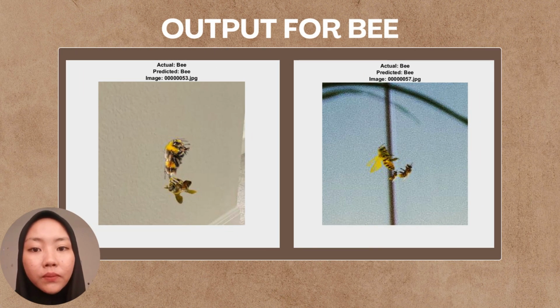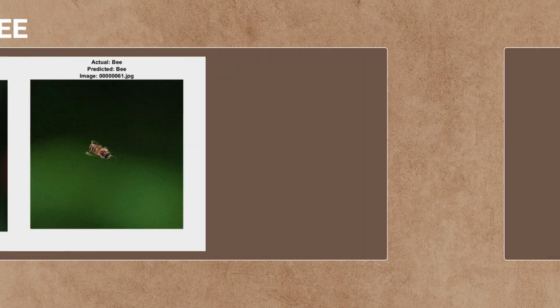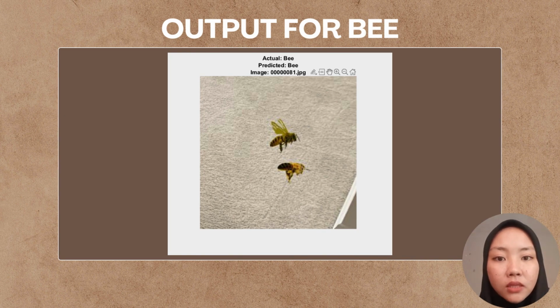I will show you the output for the testing process for bee. This is the output for the testing process for bee. The actual is bee and the predicted is also bee, and the same for the second image. The last output for the testing process of bee shows the same as the previous ones, where the actual is bee and the predicted is also bee. So it shows us that the testing process of bee is successful.